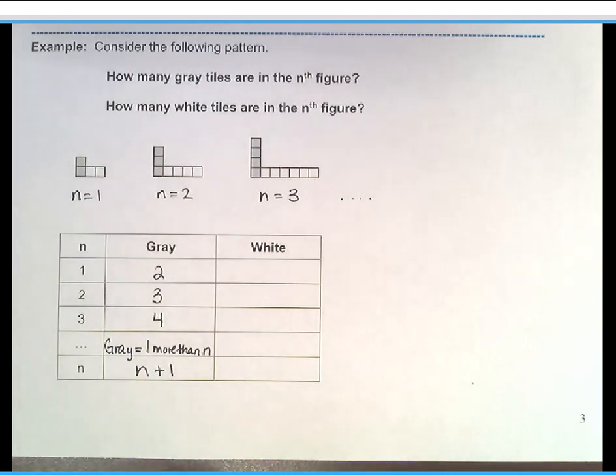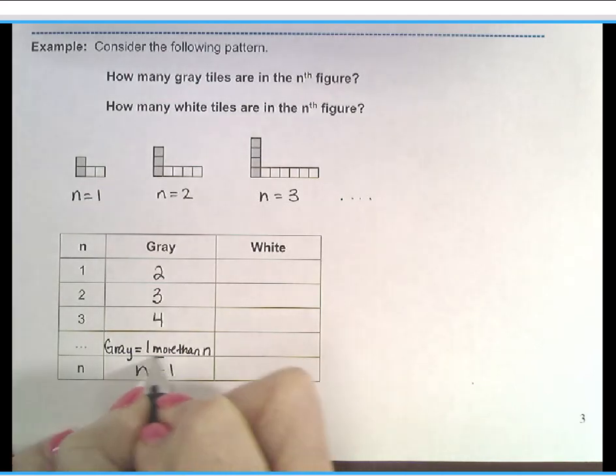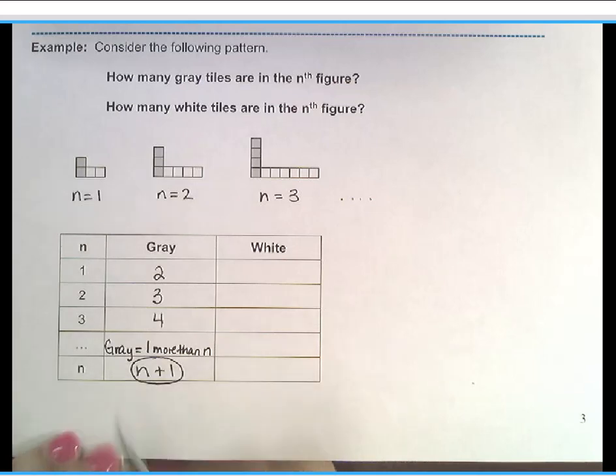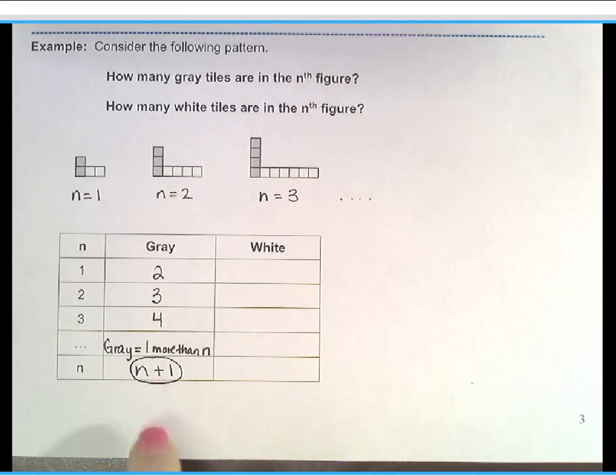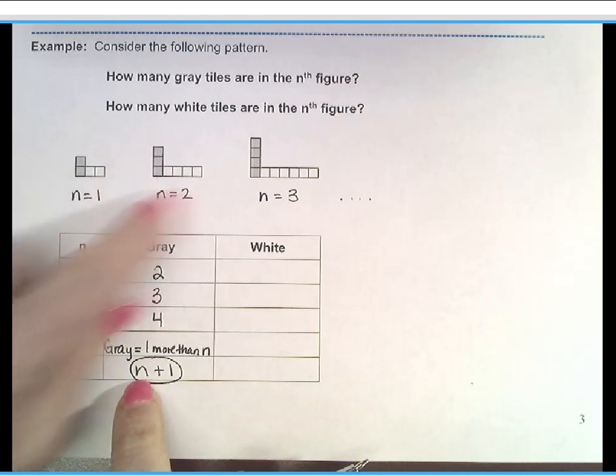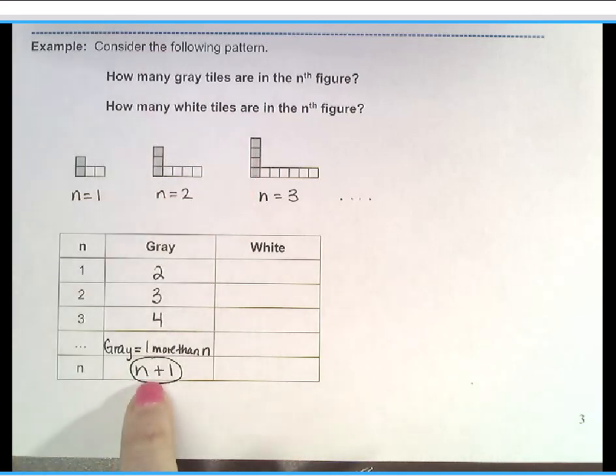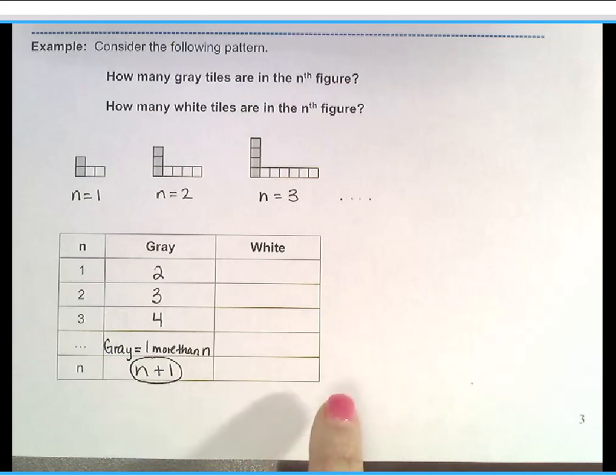We say n plus 1. So the number of gray tiles, an expression for that, is n plus 1. It's the position it's in plus 1. So first position plus 1, second position plus 1, third position plus 1. And so now if I wanted to know how many gray tiles were in the 100th position, I would know. Now let's kind of play the same game with the white tiles.